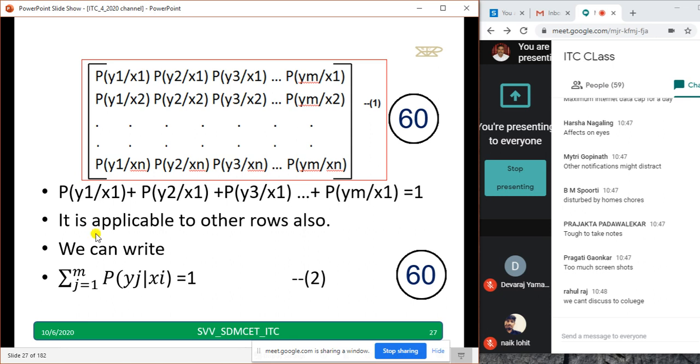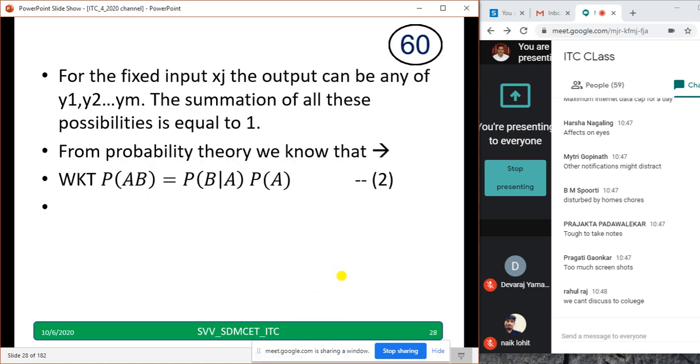So this you have copied just now, equation number 2. It's applicable to other rows also, hence we can write this. Let us go to the next. For the fixed input xj, the output can be any one of y1, y2, ym. The summation of all these possibilities is equal to 1, and this you have taken just now.